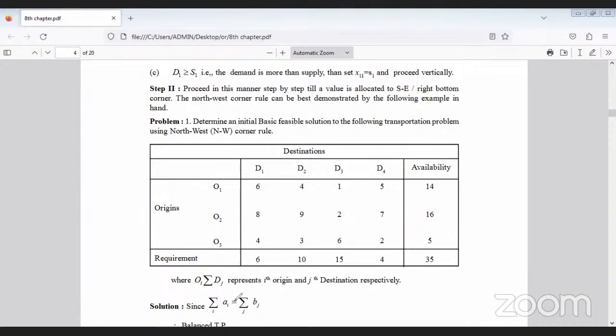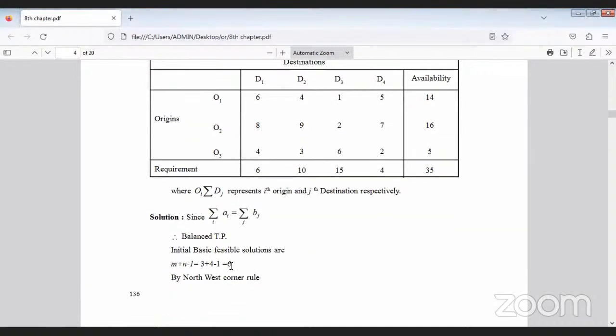Here the summation of ai, where i represents the ith origin, and the summation of bj, where j represents the jth destination, must be equal. So it is a balanced transportation problem. How many rows and how many columns are there? 3 rows and 4 columns. What is the formula? m plus n minus 1. So 3 plus 4 minus 1, 7 minus 1, which is 6.